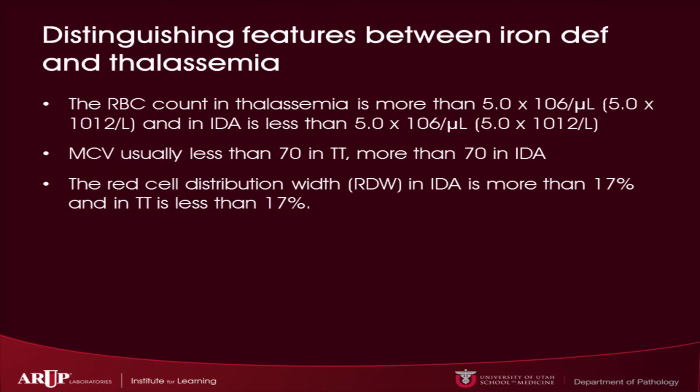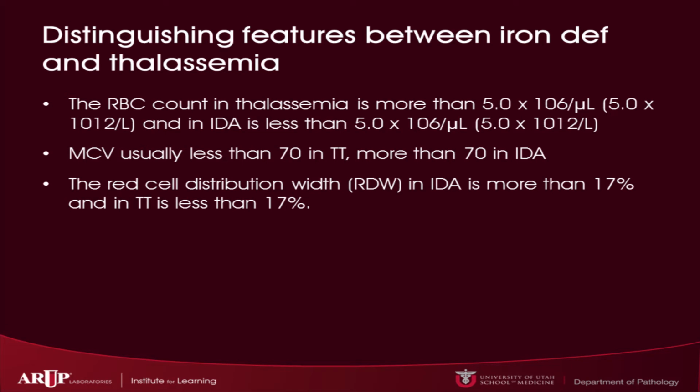So, distinguishing features between iron deficiency and thalassemia. As I said earlier, the common differential diagnosis for microcytic anemia is iron deficiency anemia and thalassemia, and also anemia of chronic disorder, which we just talked about. But for iron deficiency and thalassemia, there are a lot of parameters which can be similar when we look at the CBC. However, certain parameters can be helpful in the differential diagnosis.